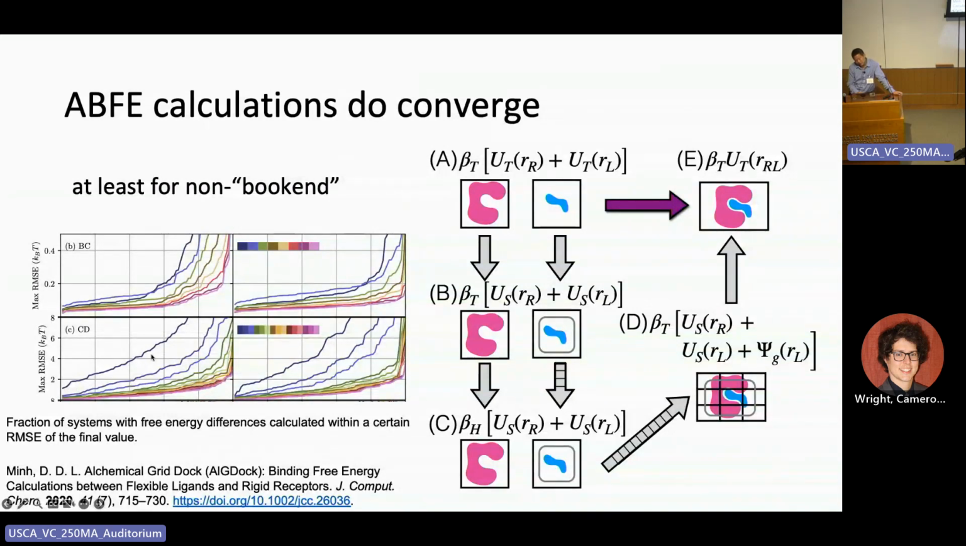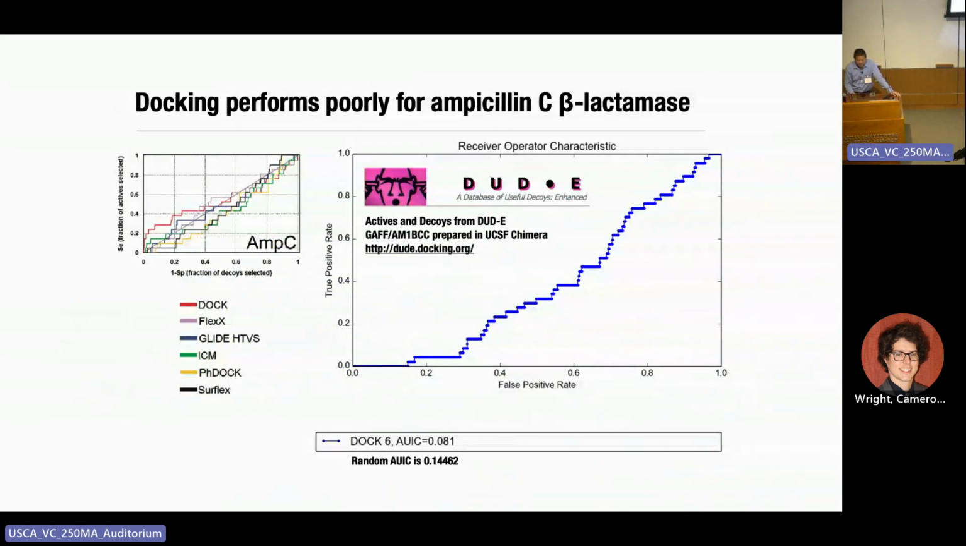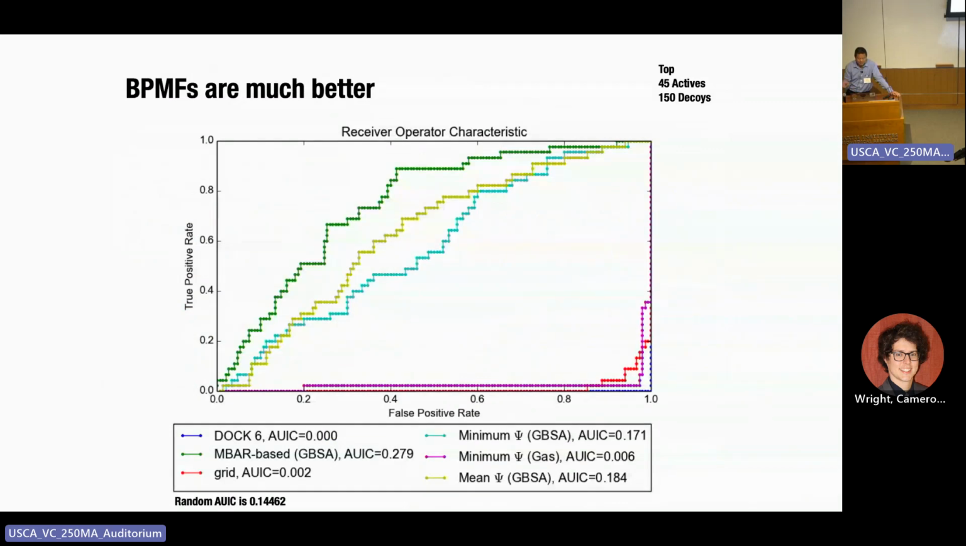This is the convergence as a function of the simulation time. As you go to a larger simulation time, more and more of the systems are converging, for this absolute binding free energy to a rigid receptor. And then I applied this to comparing to docking, and it seemed to get better. But at this point, he wasn't sure exactly what made it bad.